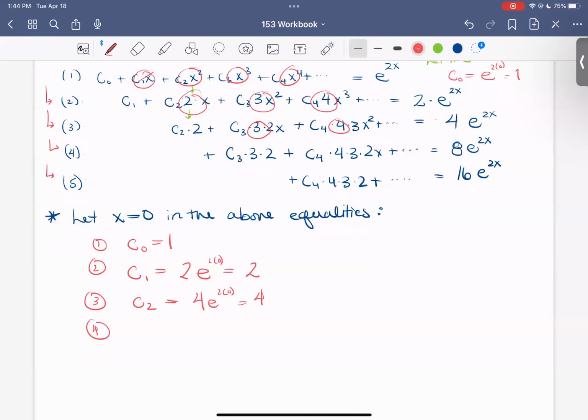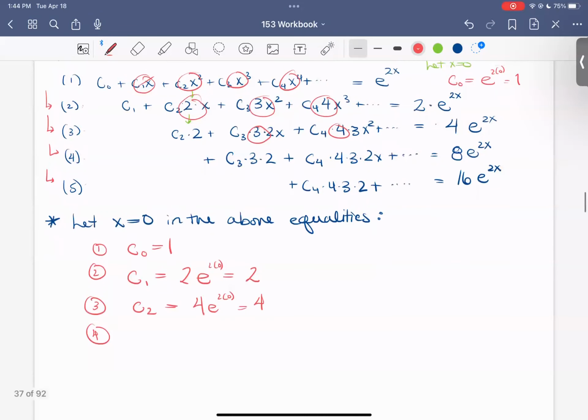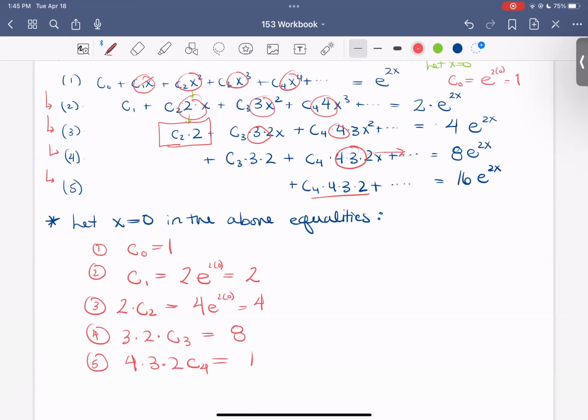So in the fourth equation, oops, I made a small typo here. I actually had a 2 times C2, so we should get 2 times C2 here. Okay, so now we're on equation 4. Now when we plug in zeros for the x's, we're just left with 3 times 2 times C3 equals 8 times e^0, which is just 8. And then in that fifth equation, we get just the term 4 times 3 times 2 times c sub 4 equals 16.